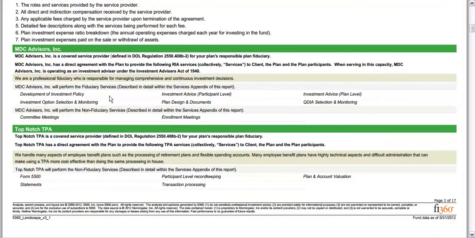In our example here, we actually have two covered service providers that have direct agreements with the plan. In this example, we're reporting as MDC Advisors, but we receive compensation from Top Notch TPA, which also has a direct agreement with the plan. So you may see additional covered service providers on this report depending on their responsibilities and agreements with the plan, and then also the fees and expenses that you receive as a covered service provider from the other providers as well.